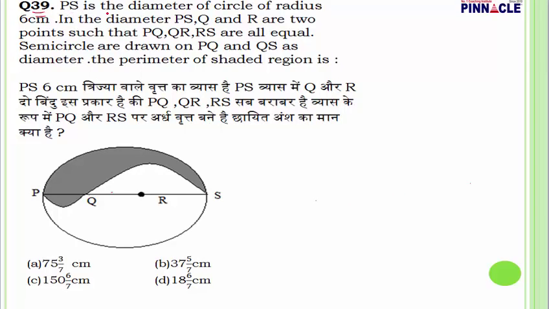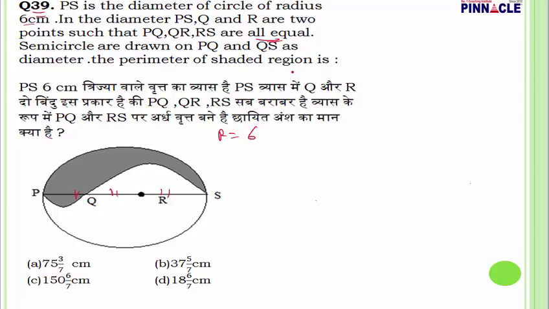39. PS is the diameter of the circle of radius 6 cm. This is radius 6 cm and diameter is PS. So R is equal to 6. In the diameter PS, Q and R are two points such that PQ, QR and RS are all equal. Semicircles are drawn on PQ and QS as diameters.